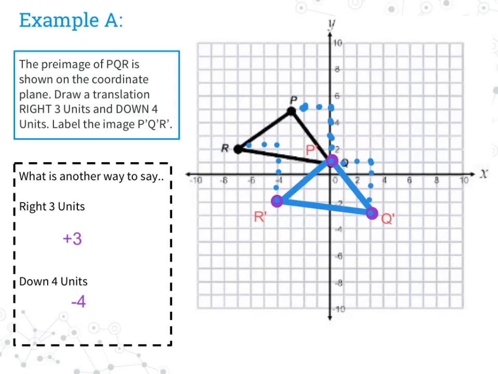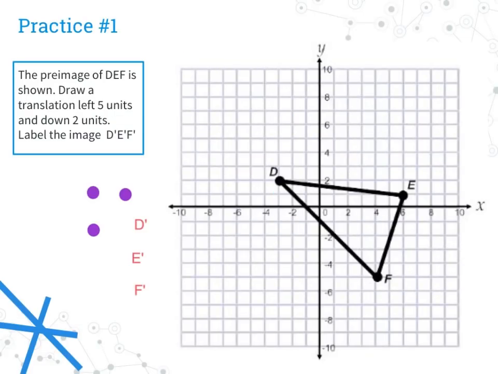Alright, let's take a look at the next one. Let's take a look at practice number 1. Practice number 1 says the preimage of DEF is shown. Draw a translation, left 5 units and down 2 units, and label the image D prime, E prime, F prime. This is a practice problem, so I want you to pause the video now, do the problem yourself, and press play again to see if you are right.